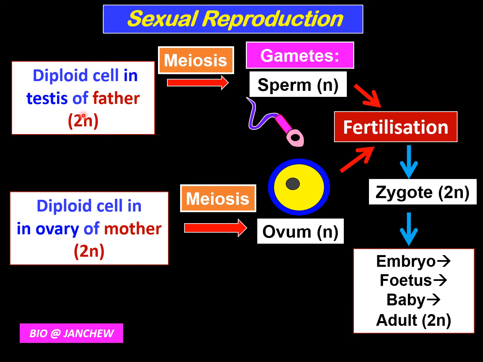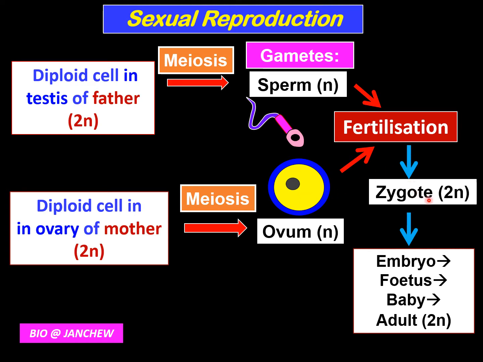So diploid cells in the testis of the father undergo meiosis to form the male gametes, which are the sperms that are haploid. And diploid cells in the ovary of the mother also undergo meiosis to form the ova, which are haploid. And these are the female gametes. After that, if the nucleus of a sperm were to fuse with the nucleus of an ovum in the female reproductive system, a zygote will be formed, and this process is called fertilization, the fusion of the nucleus of the sperm with the nucleus of the ovum.